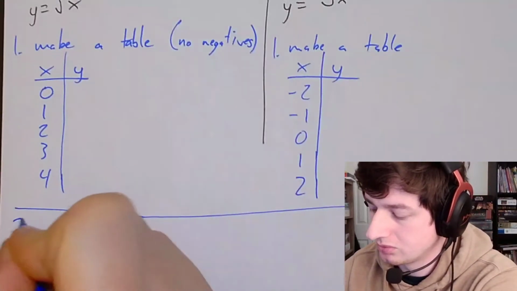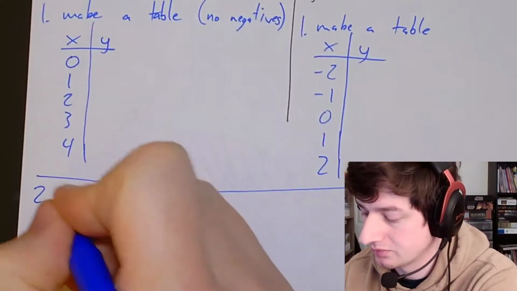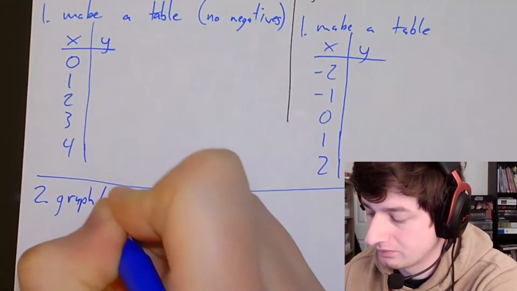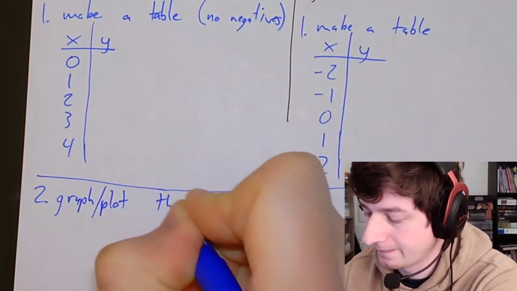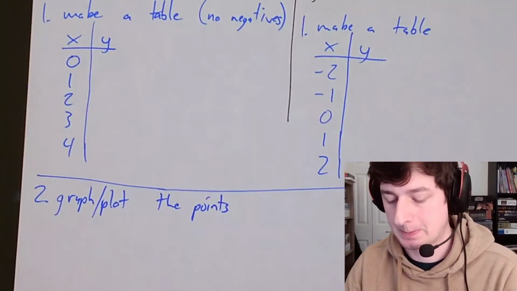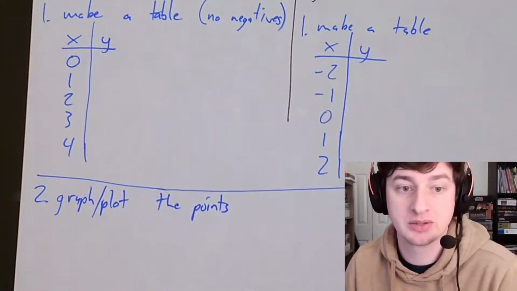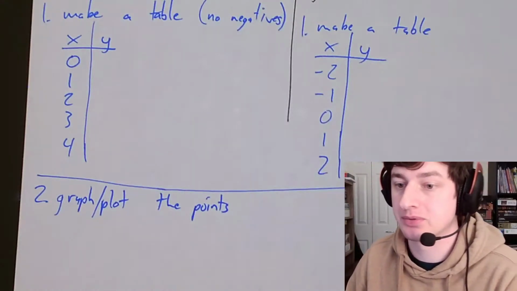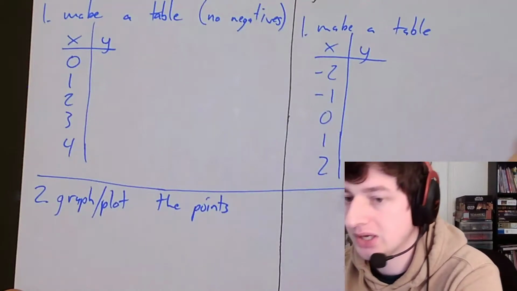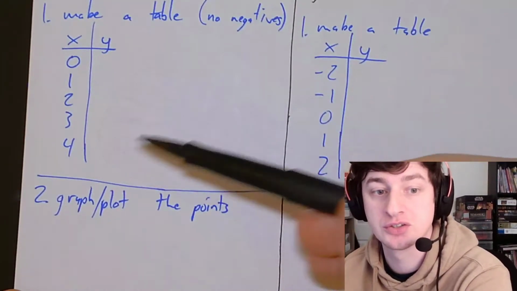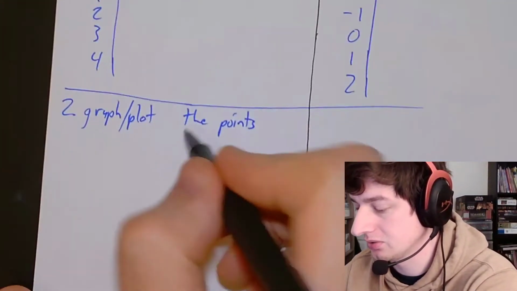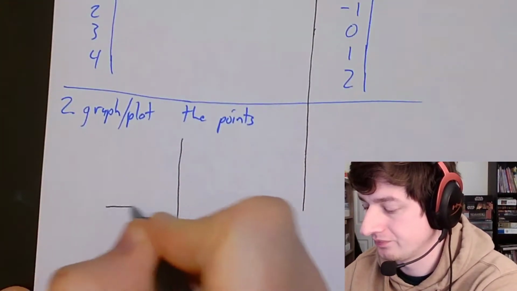Step 2 is just going to be graph the points. Plot the points. So you'll need to make a graph. If you have graphing paper, this will be easier. I already kind of know what this looks like, so it makes it easier to know what the graph needs to look like, and we'll get there in a second when we actually graph it. But you need a graph.